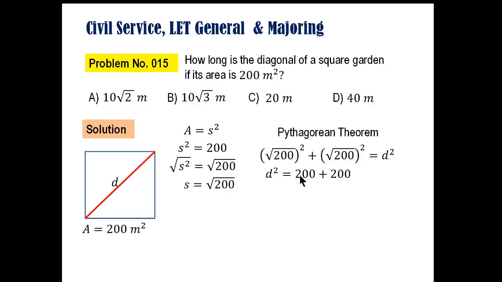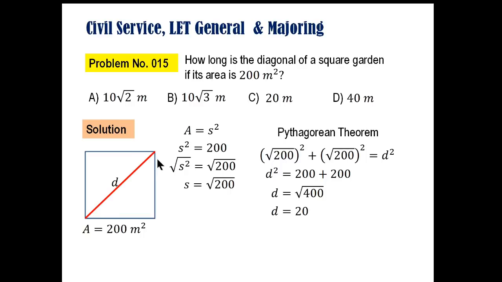We interchange the formula; it does not really affect anything. So 200 plus 200 is 400. D squared is equal to 400, so we take the square root of both sides: the square root of D squared is D, and the square root of 400 is 20. So D is 20.